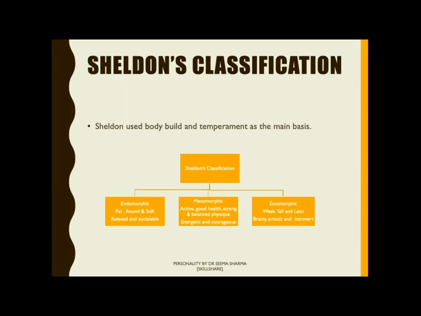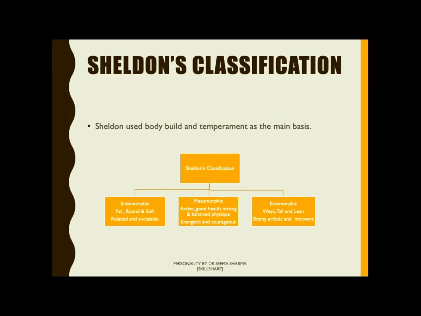Sheldon's classification. Sheldon used body build as well as temperament as the main basis. Sheldon's classification is of three types. One is endomorphic, mesomorphic, ectomorphic. Let us see the features.